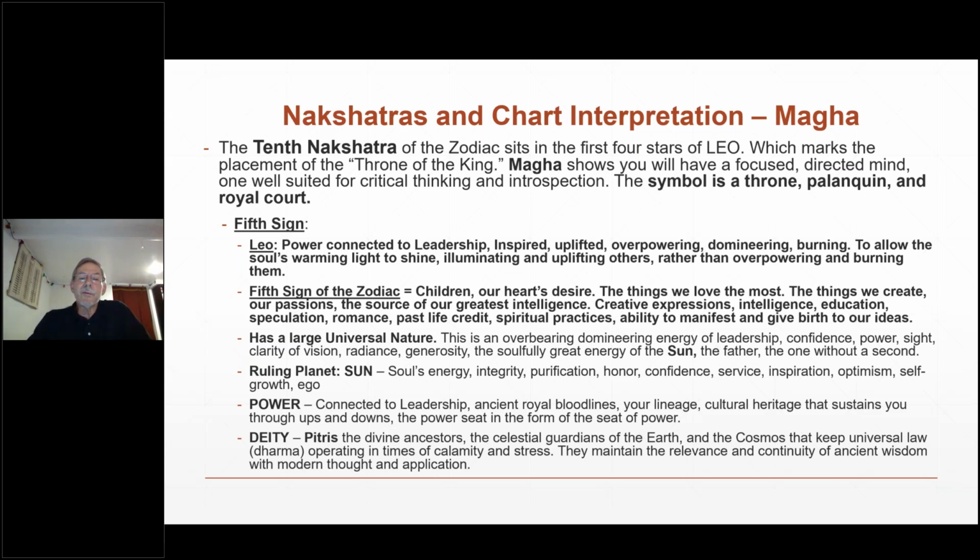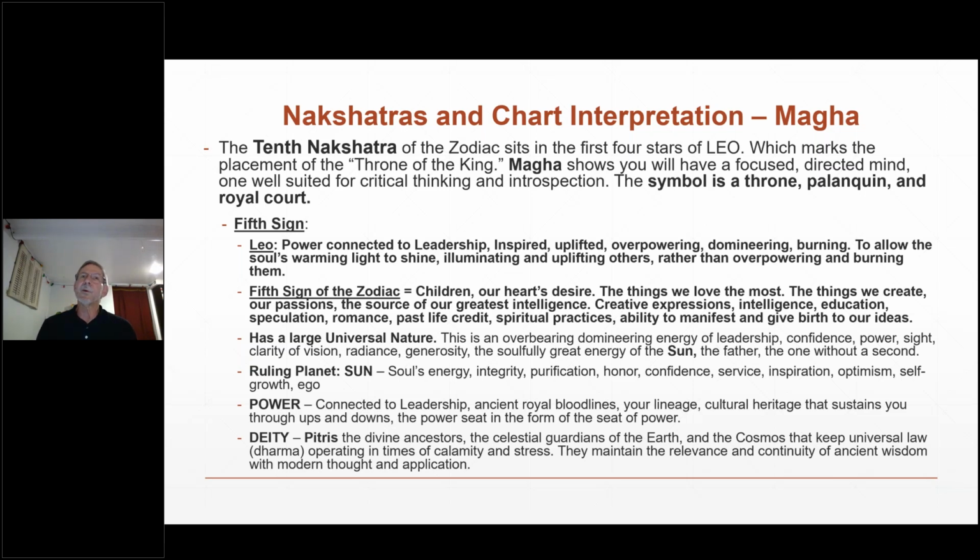So with the ruling sun, this is the soul, this is integrity. This is where we have to purify ourselves. So this is related to our pranayama, our asanas, our meditation, and the spiritual rituals that we conduct in our life if we have them. These are the things that bring honor and confidence and allow us to understand that we're not just the king, we're here to serve the kingdom. And that should give us that self-growth that we need through that inspired optimism instead of that growth of ego.